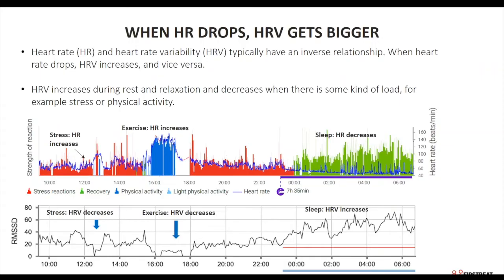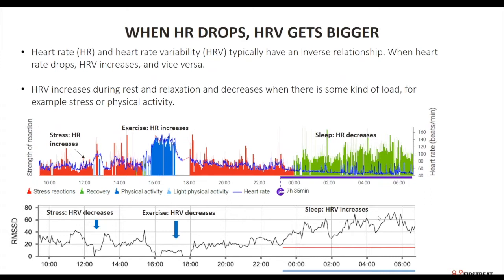The heart rate level drops gradually during the sleep period, and the green bars indicate that recovery is occurring. The green bars get higher towards the last part of the night. You can see that when the heart rate gets lower, the green bars get higher, and at the same time heart rate variability values are increasing.